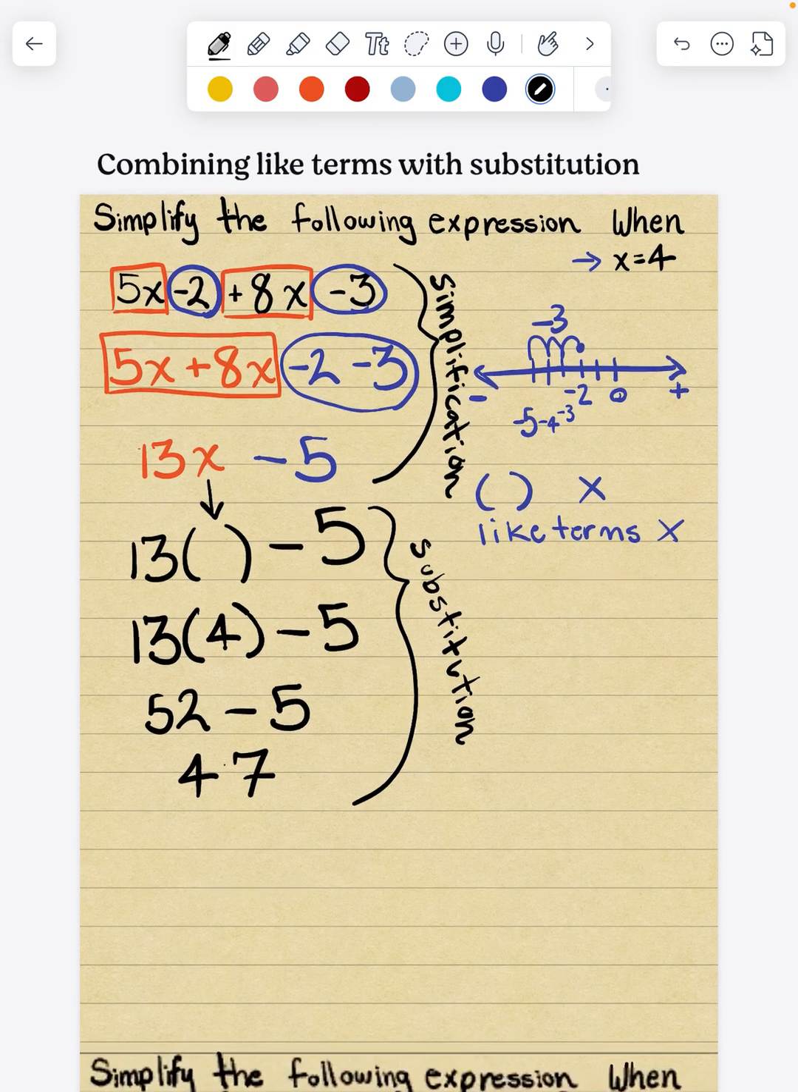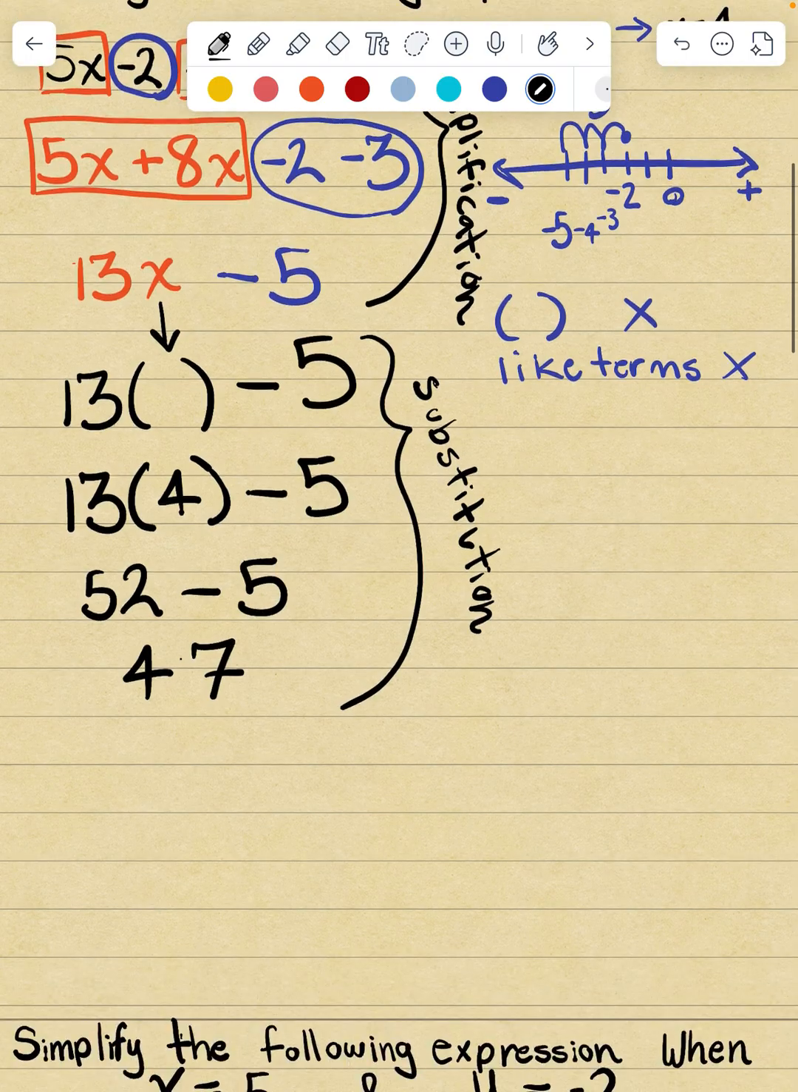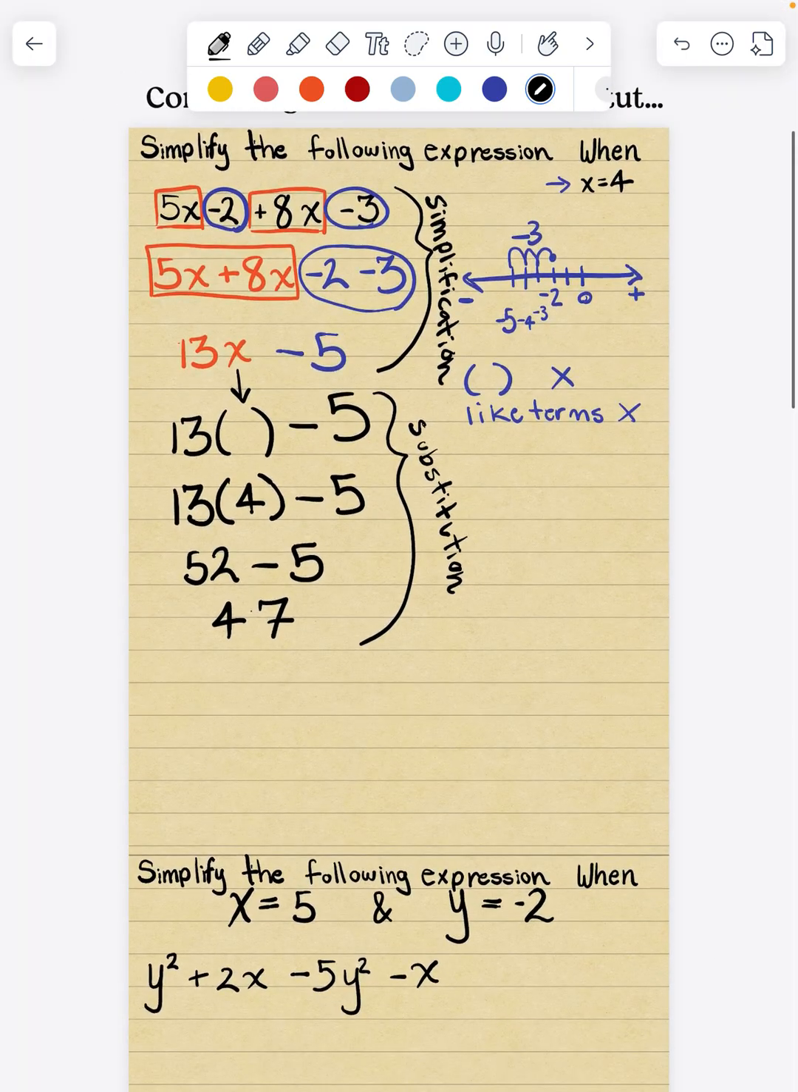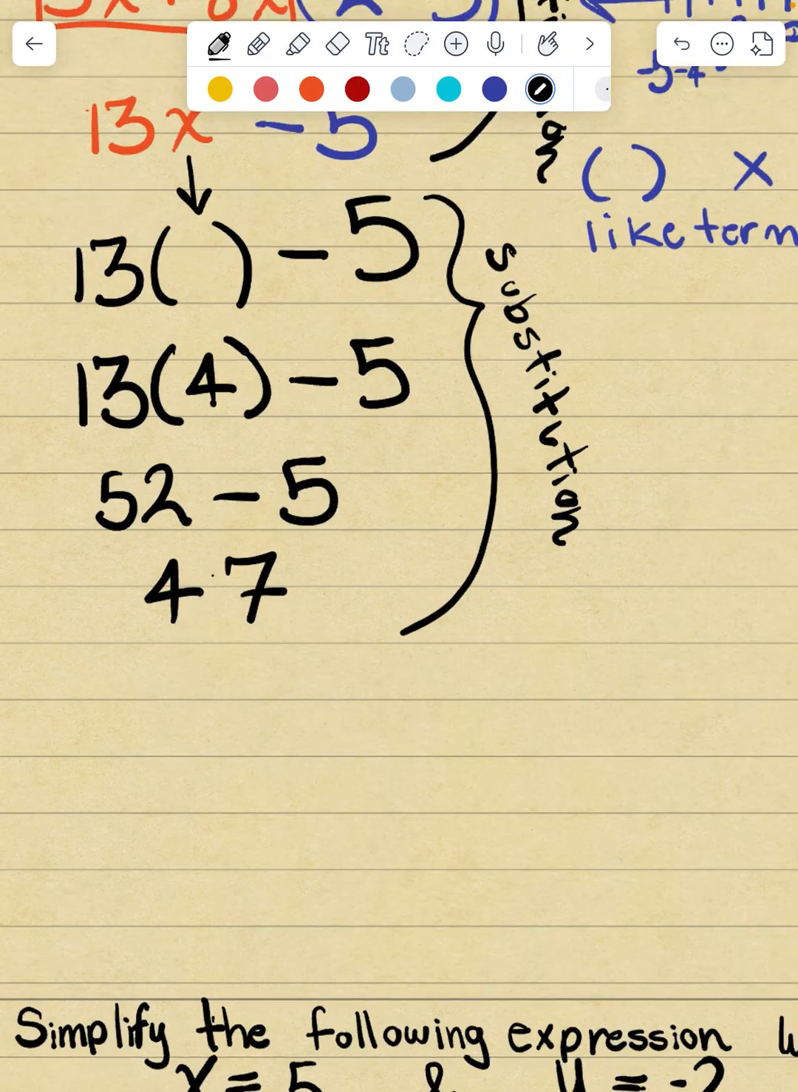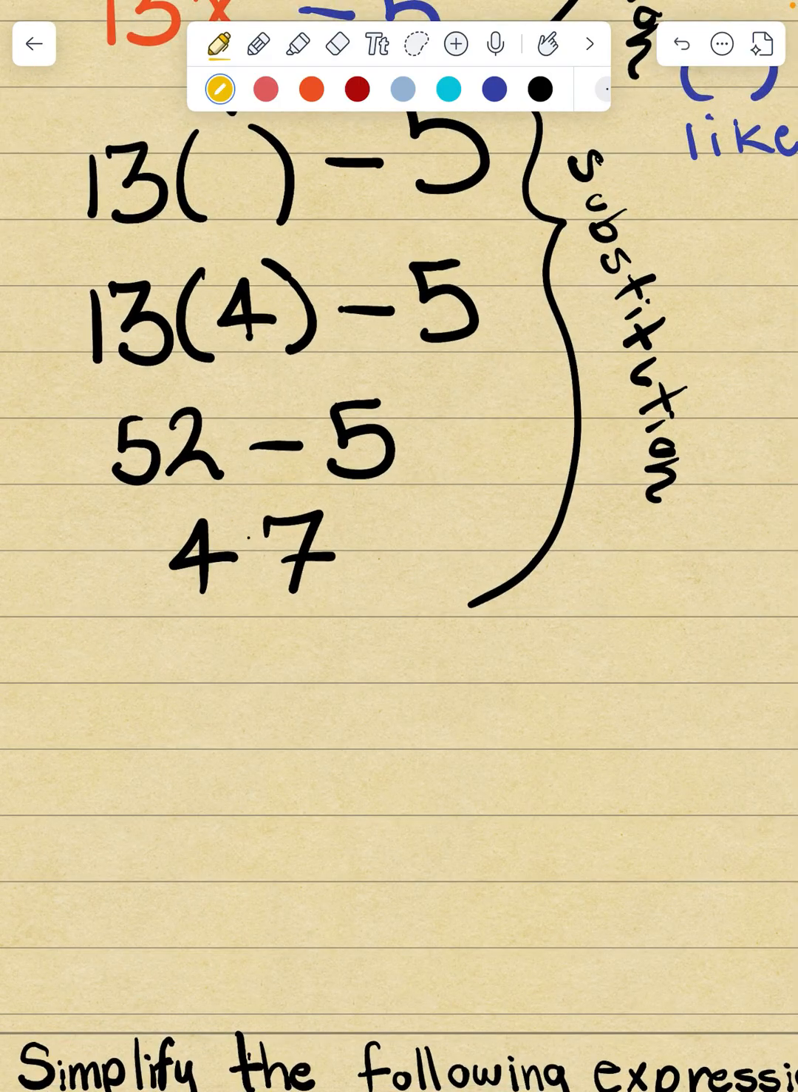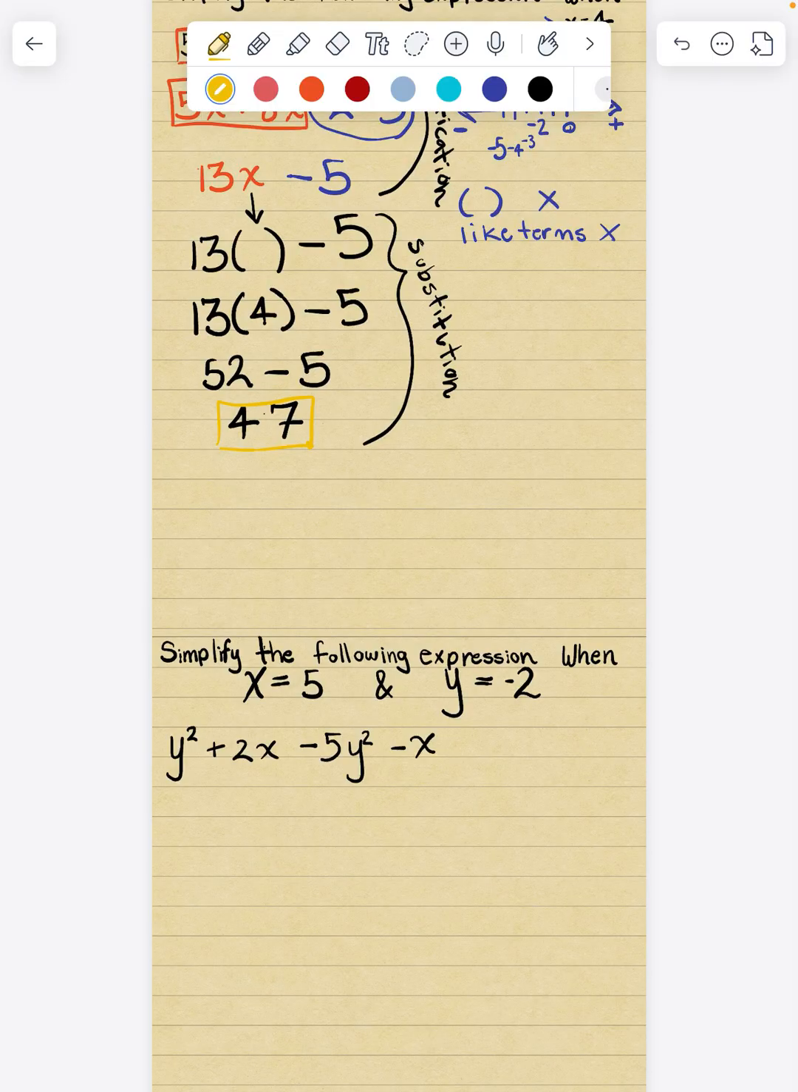So you don't always have to substitute when you simplify, but for the test, it's going to be a pretty big part of it for you to solve, right? For you to substitute to get a number as your answer. So this is our answer. Okay, now we're going to do the next one.